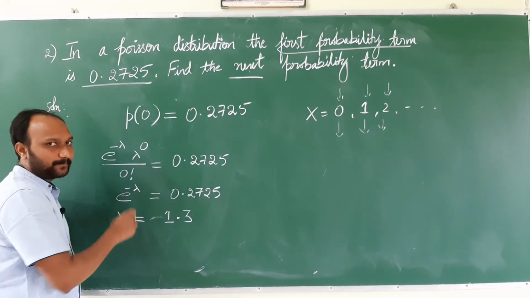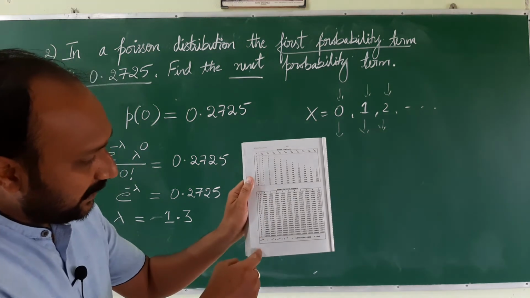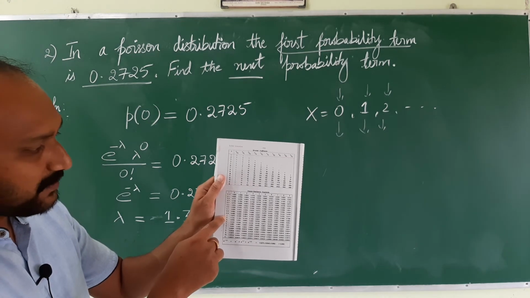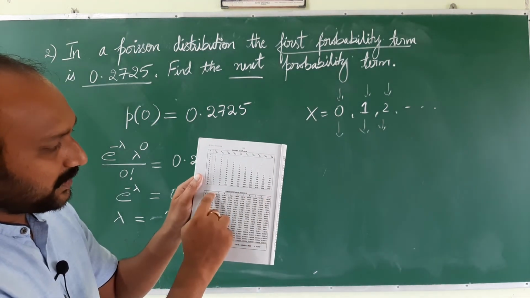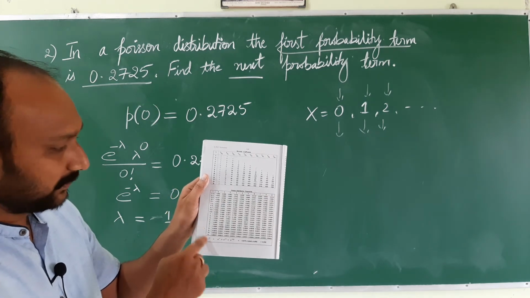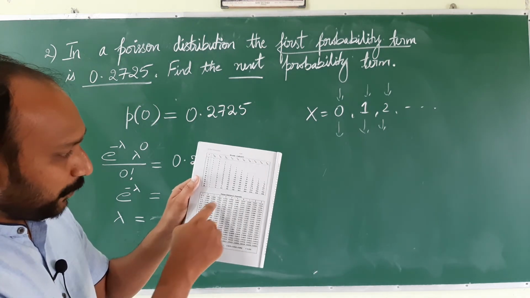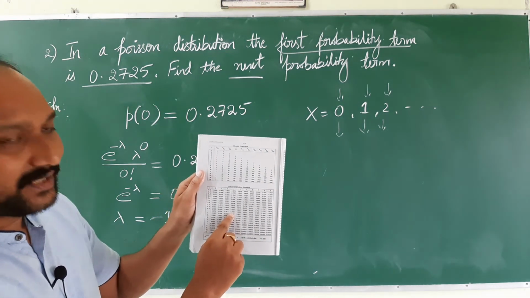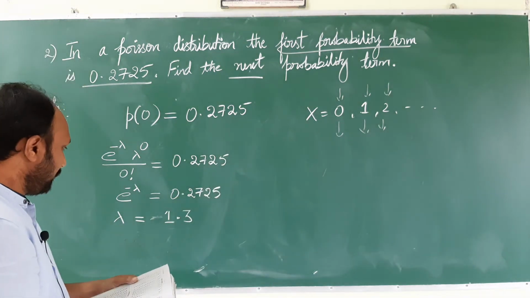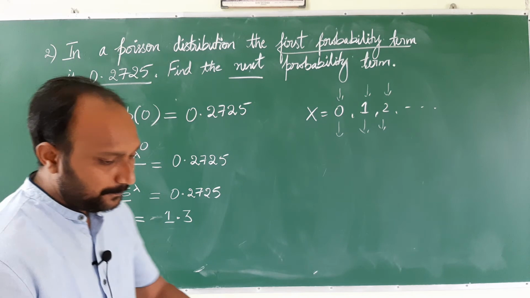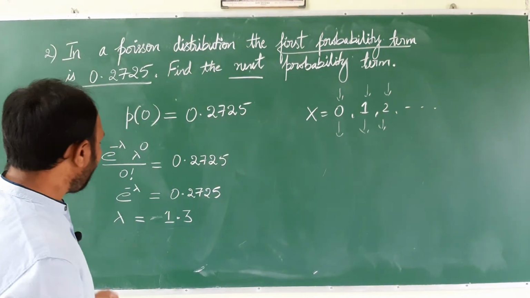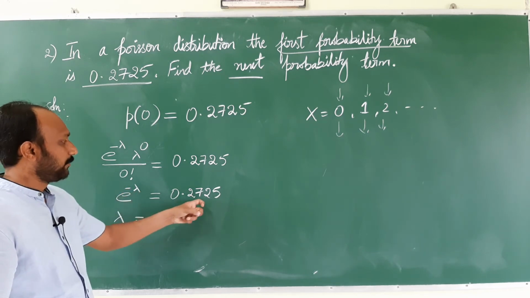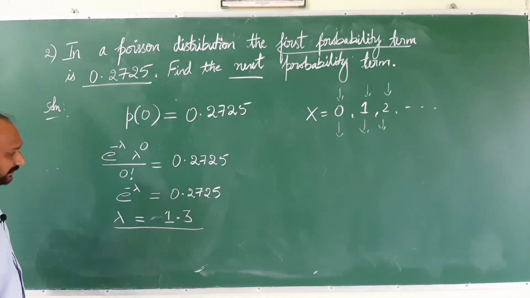For minus lambda, please notice here, the column value is 1 means minus 1. Row-wise, if you consider 0, 1, 2, these are positive values and these are negative values. So minus 1.3, at this particular column and row intersection, we get the value 0.2725. So for lambda 1.3, e to the power minus 1.3 is 0.2725. So we got the lambda value.